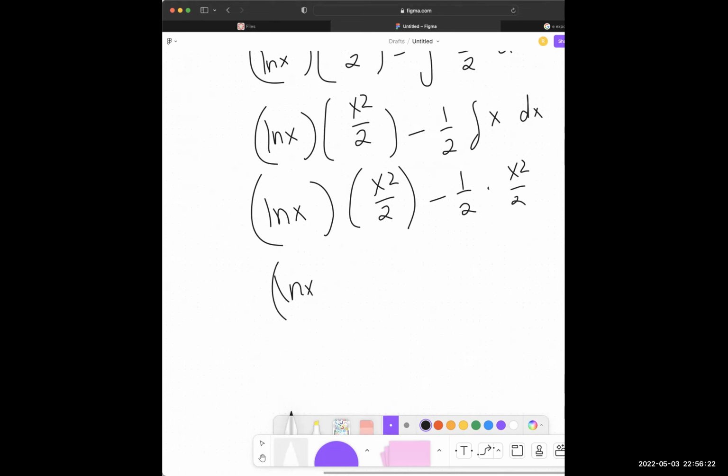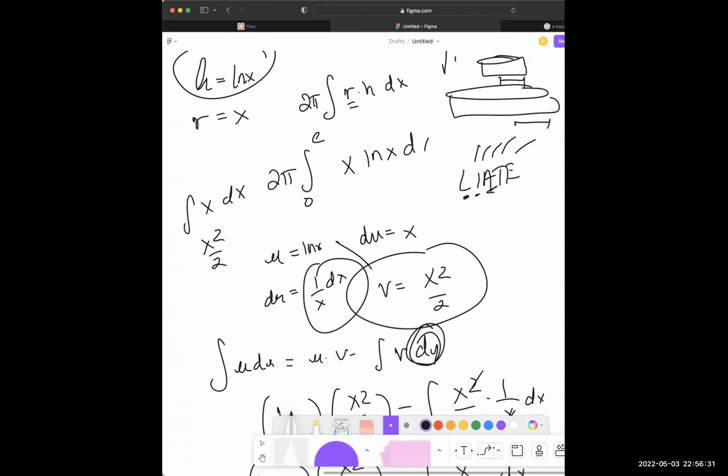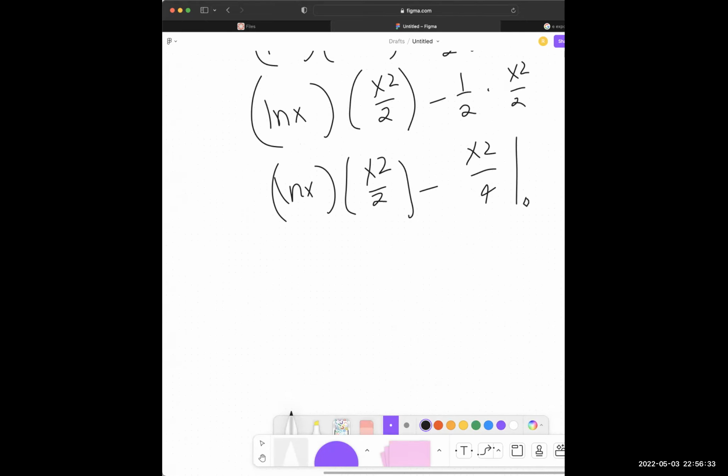And then you're left with the ln of x, x squared over 2, minus x squared over 4, evaluated on the bounds of 0 to e. And when you're done plugging those in, top first, bottom second, you can just multiply whatever you get by 2 pi, and you'll have your answer.